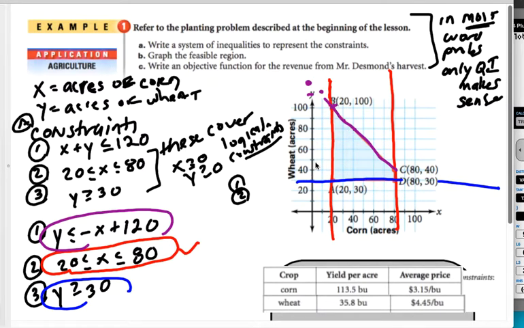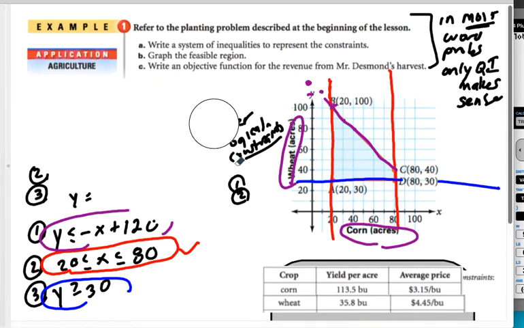Notice in a word problem like this, it's going to make a lot more sense to pick a better scale for your graph. If you've got everything in tens, please go by tens or 20s. It makes a lot more sense. Notice that because this is a word problem, the axes are labeled. My x was acres of corn, so sure enough, the x-axis says acres of corn. My y was acres of wheat, so the y-axis says acres of wheat, right? These points, these corner points, are going to matter. We're going to talk about them in a minute, but before we do that, let's go ahead and do the third part of example 1, which is writing the objective function.